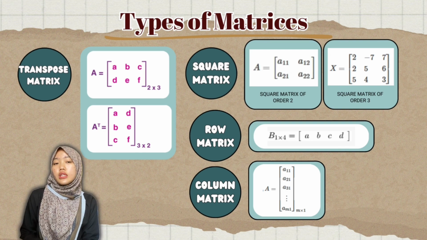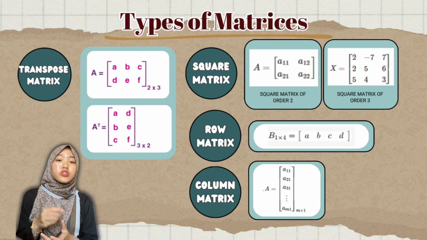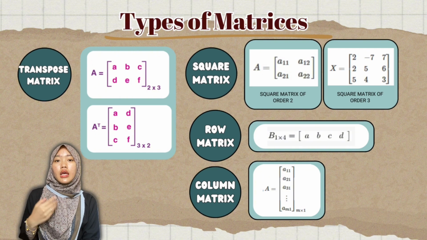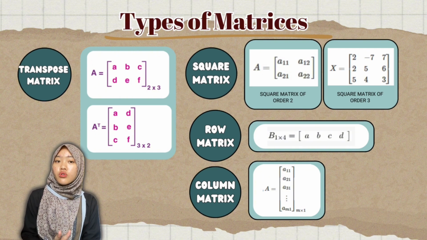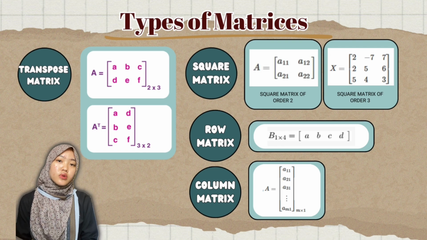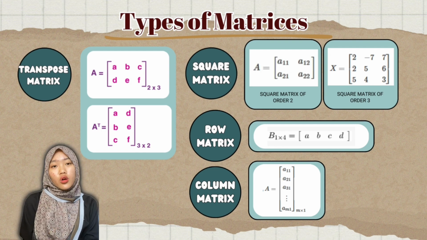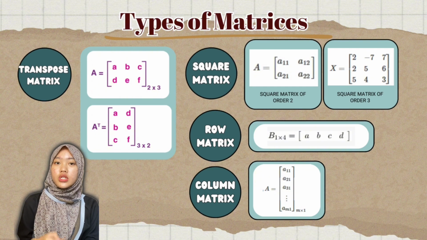For a matrix of order m times n, the order of the transpose of the given matrix is n times m. Here the given matrix has 2 rows and 3 columns, and the transpose of this matrix has 3 rows and 2 columns. We are going to the next type of matrix, which is a square matrix.